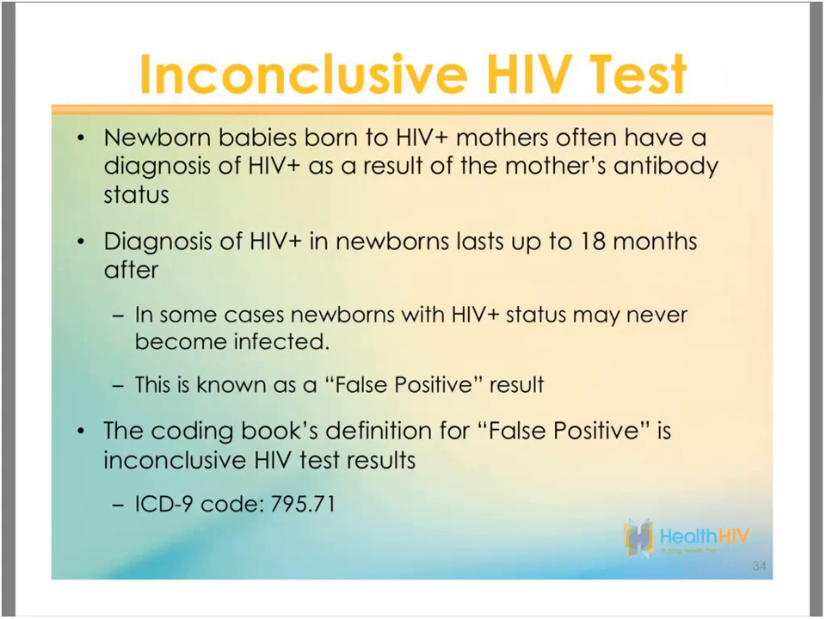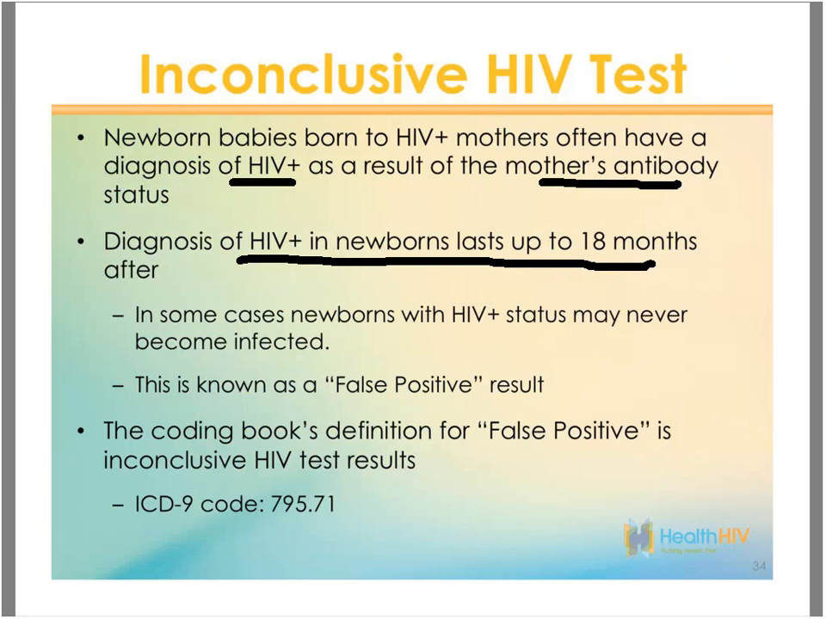Inconclusive HIV tests is commonly reported for those services where the physician is not able to determine the patient's status. I put this slide together to specifically address the newborn babies that are born to HIV-positive moms. Typically what happens, a diagnosis of HIV-positive in a baby is as a result of the mother's antibody status. And the diagnosis of HIV-positive typically lasts up to 18 months.